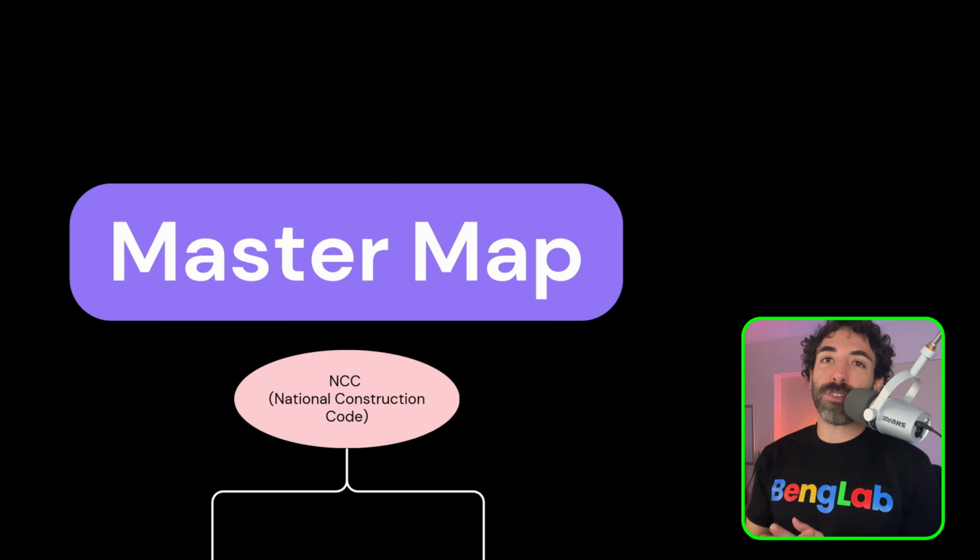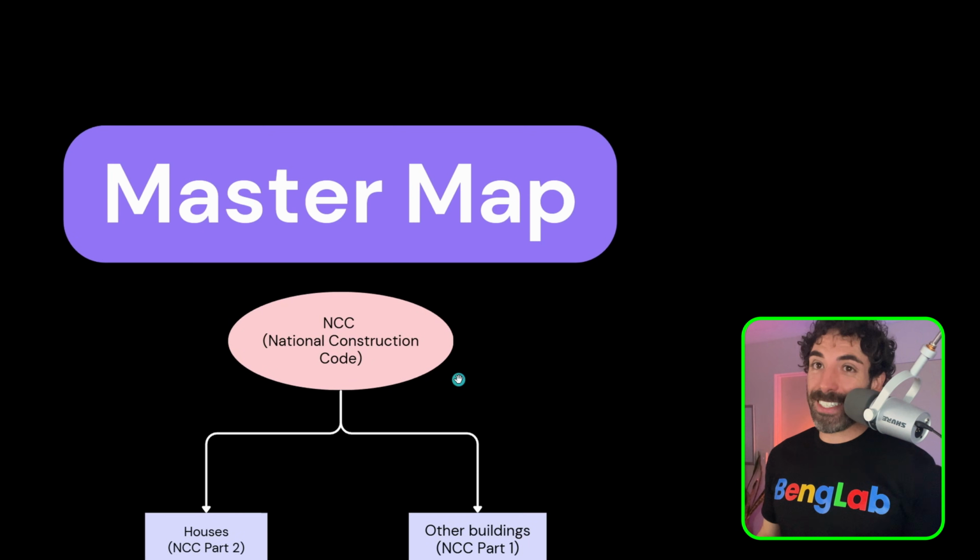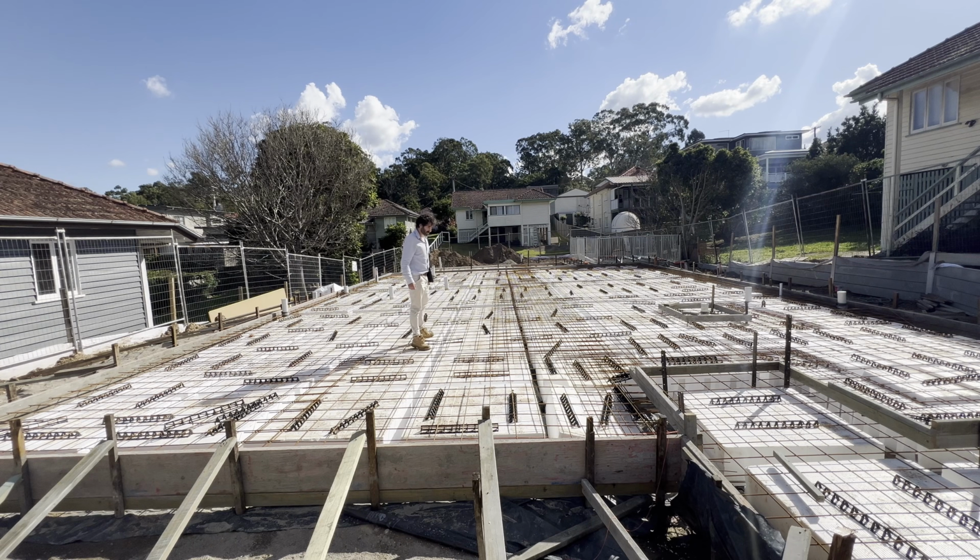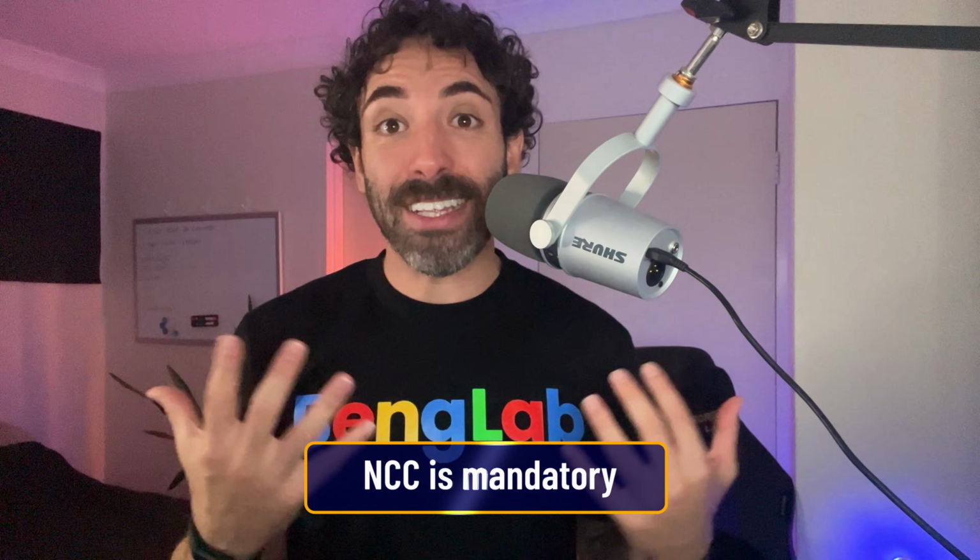Right, so our master map starts right at the top with the National Construction Code, which we call NCC. And the NCC is the guide for all building and plumbing in Australia. Depending on the state you live in, you will have a building inspector or maybe a certifier, who will check the plans and the drawings and supervise some parts of the construction to enforce the rules from the construction code, from the NCC. So that means the NCC is mandatory. You must follow its rules, and I'm going to show you which rules you have to follow in a second.